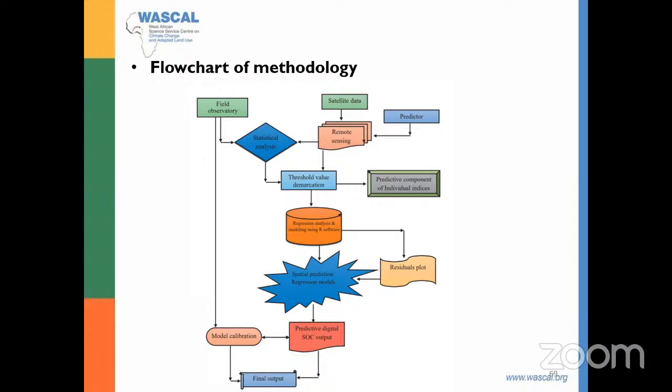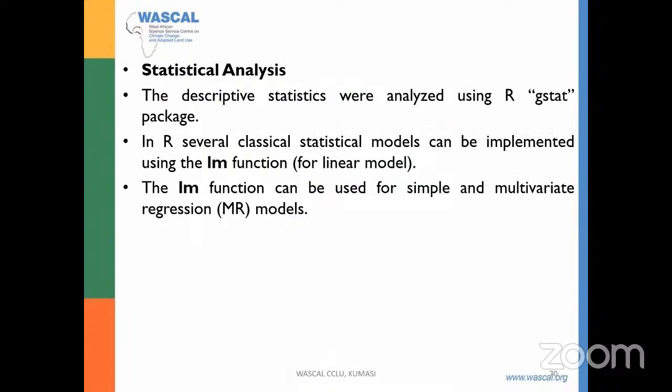And a regression using R models can also be performed to aid us in our prediction of soil organic carbon based on the soil samples that have been collected. Normally in statistics, GenStats is a package within R that can help us with descriptive statistics. We can also use the LM function, which is a linear model function that can be used to perform simple and multivariate regression. Kriging, ordinary Kriging, random forest, and all the machine learning algorithms can also be implemented within R.